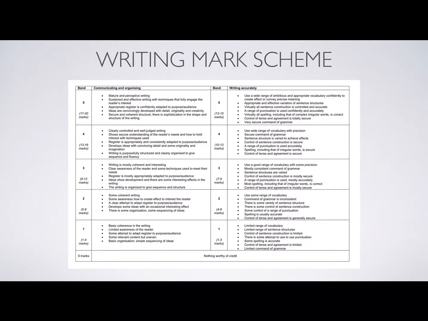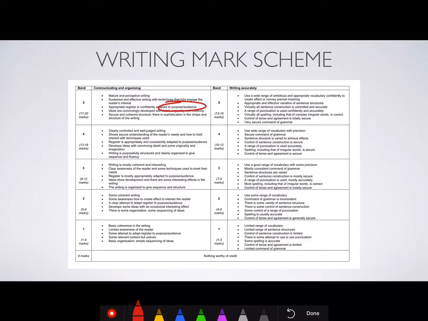So this is the writing mark scheme. Now there are some things in here that you need to be aware of. This idea of, in band 5, the appropriate register confidently adapted to purpose and audience. In band 4, consistently adapted to purpose and audience. Register mostly appropriately adapted to purpose and audience. As you can see, it's actually in every single band. Even in band 1, you are expected to attempt to adapt your register to purpose and audience.